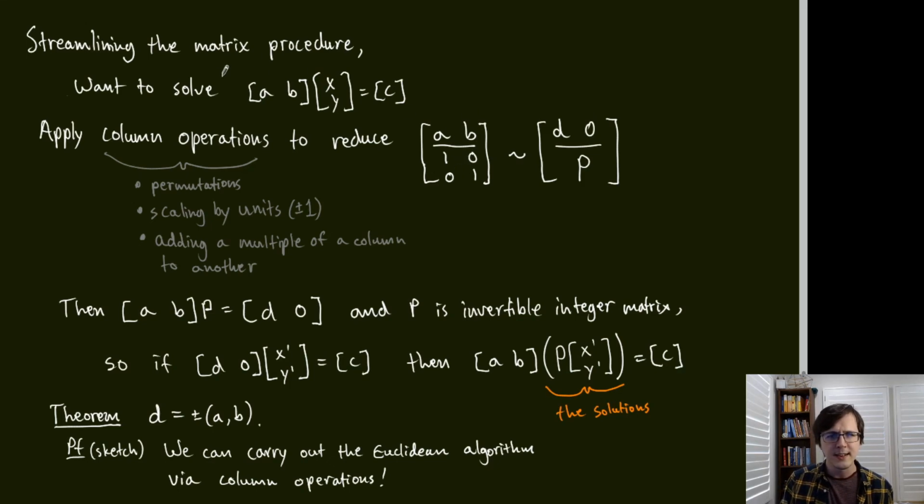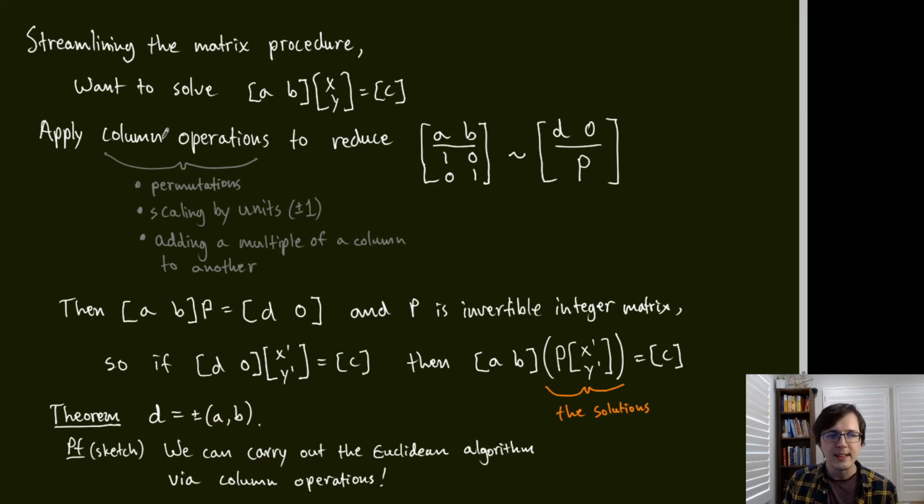So, okay, let's say we want to solve ax plus by equals c. Then what we can do is start with this 3 by 2 matrix, (a, b) with the identity below it, and then apply column operations to column reduce it to some number and 0, and then some matrix P down below.